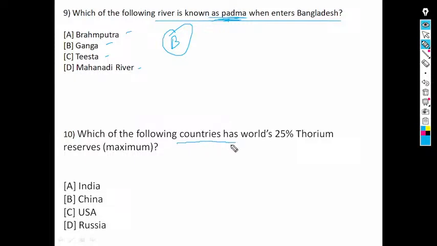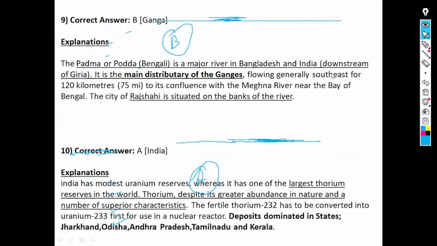Which of the following countries has 25% of the world's thorium reserves? India, China, Russia, or USA. The answer is A, India. Discuss.